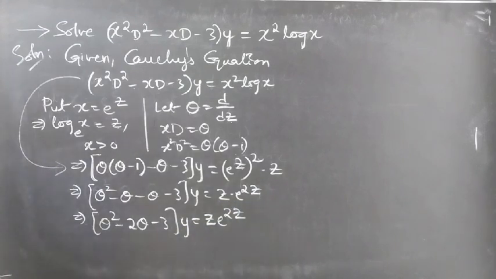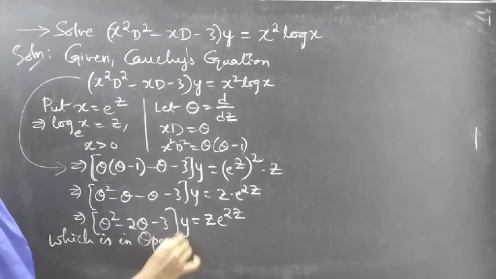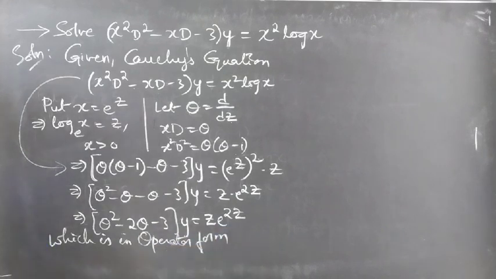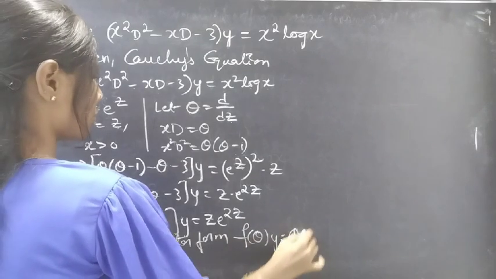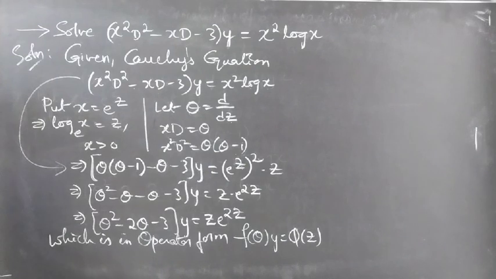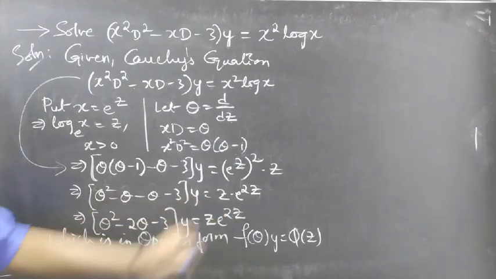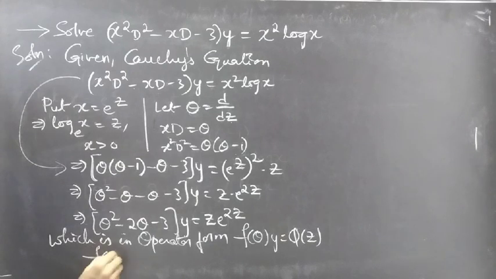Now, we have reduced the given differential equation to a differential equation with constant coefficients, right? And also, this is in operator form, F(θ) y = some function of z, where F(θ) = θ² − 2θ − 3.